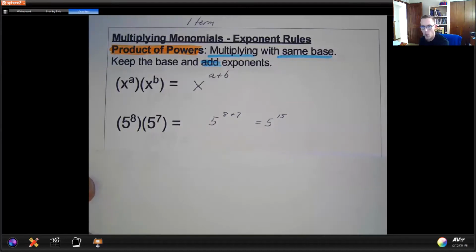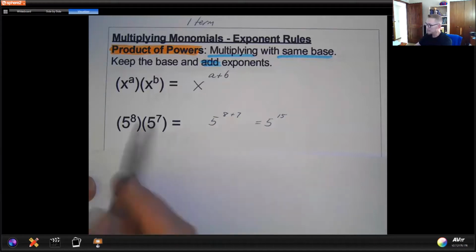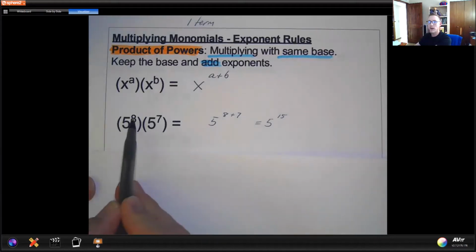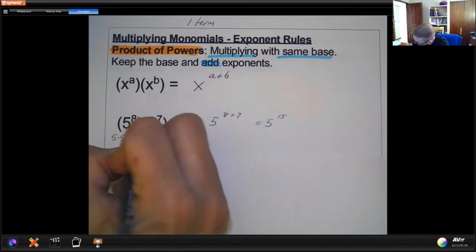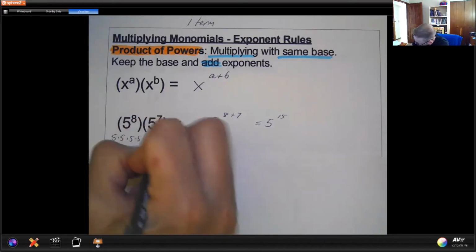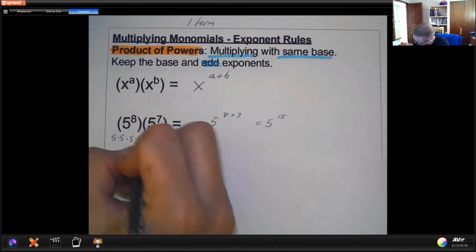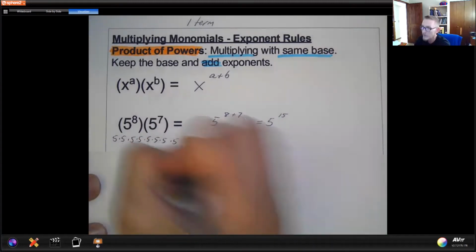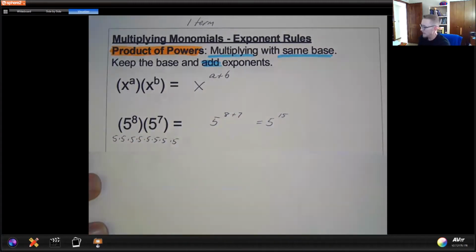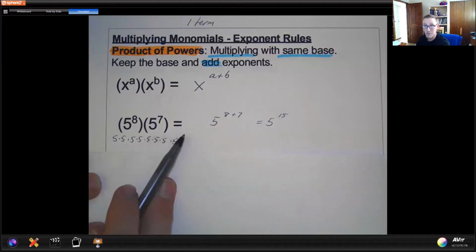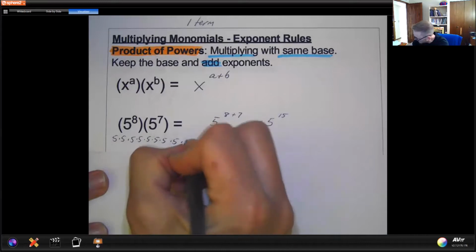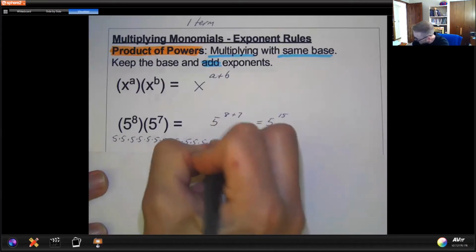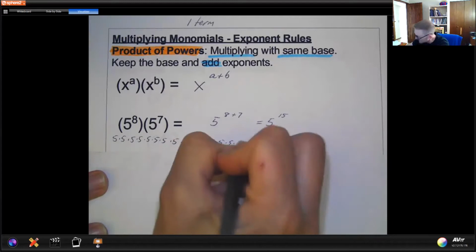And the question is why? Well, let's talk about why. 5 to the 8th power means I have the base of 5 multiplied 8 times. One, two, three, 4, 5, 6, 7, 8. And then 5 to the 7th power means I'm going to multiply 5 7 more times. 1, 2, 3, 4, 5, 6, 7.